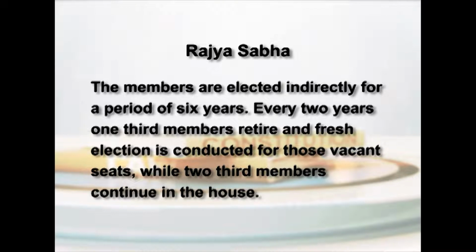After every 2 years, an election is held in which one-third of the members retire, and a fresh election is conducted for those vacant seats, while two-thirds of the members continue in the House. This particular provision ensures the political stability of the House as compared to the Lok Sabha, which is always a new house after every fresh general election.